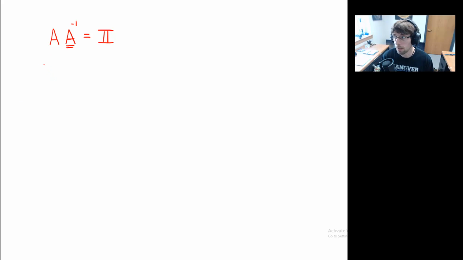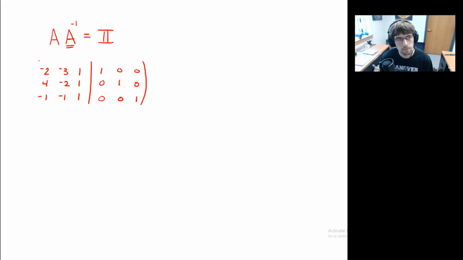Okay. So what am I going to write? Well, the coefficient matrix from last time was this. 4, -2, 1, -1, -1, 1. And the identity matrix is 1, 0, 0, 0, 1, 0, 0, 0, 1. Good so far?